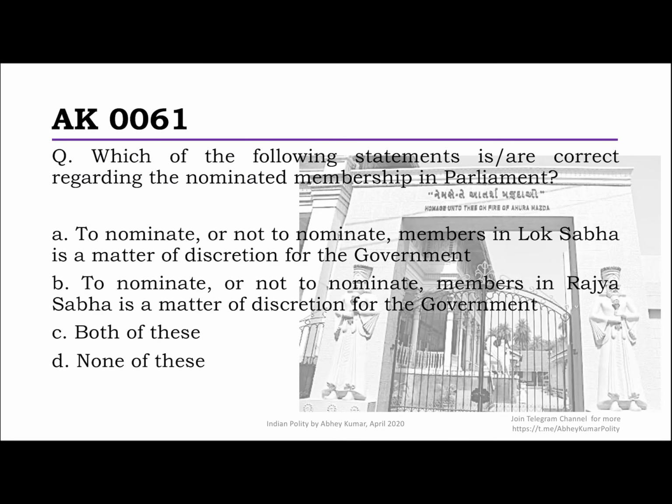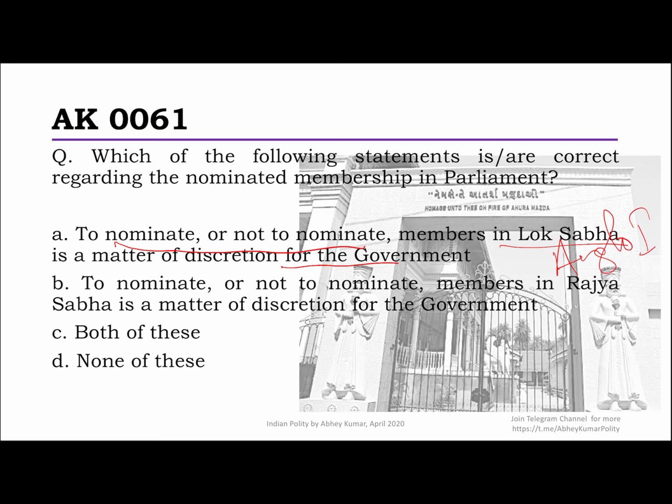The question number 61 was this: which of the following statements is or are correct regarding the nominated membership in Parliament? Statement 1 says to nominate or not to nominate the members in Lok Sabha is a matter of discretion for the government. Now, we know that the nomination in Lok Sabha used to be there for the Anglo-Indians.